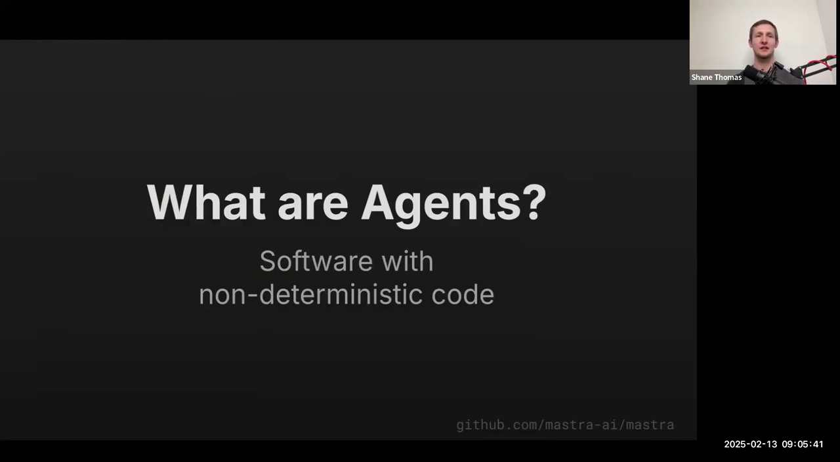But the first thing that I think is worth talking about is, what are agents? There's a lot of debate on what's considered an agent. I think the easiest definition I've seen is that it's some kind of software with non-deterministic code, meaning you can't always predict the result. There's something making a decision that's not our traditional, deterministic code, where we know if it gets executed, it's going to return the same thing every time.